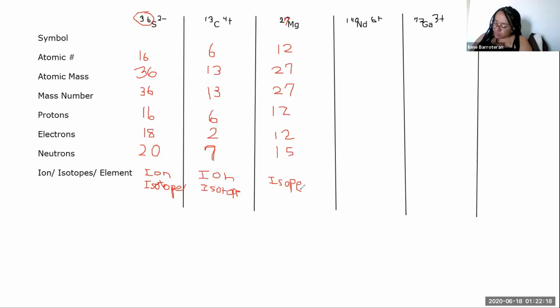To distinguish if it's an ion or not, what are we looking for? A charge, right? What is the definition of an ion? A charged particle. So if it has a plus or a minus, we should immediately know that it's what? An ion. There we go.